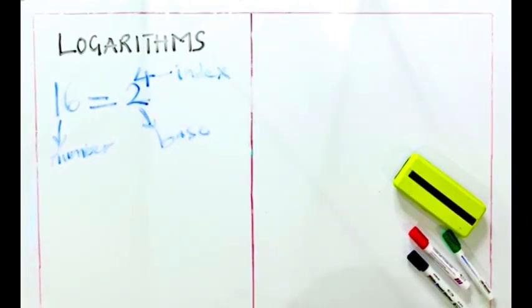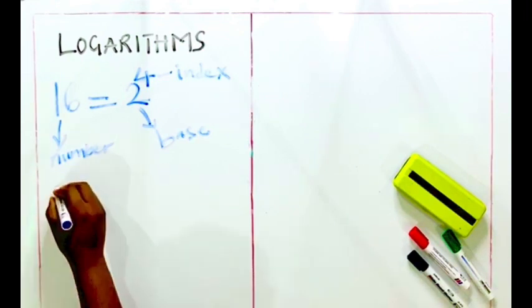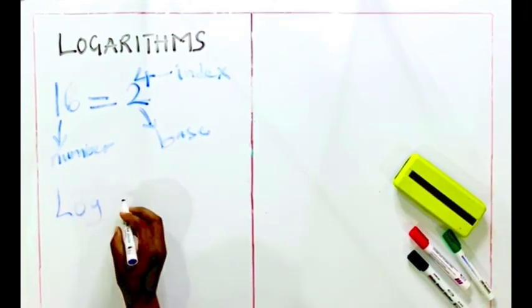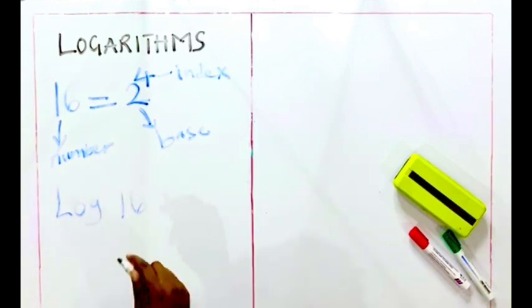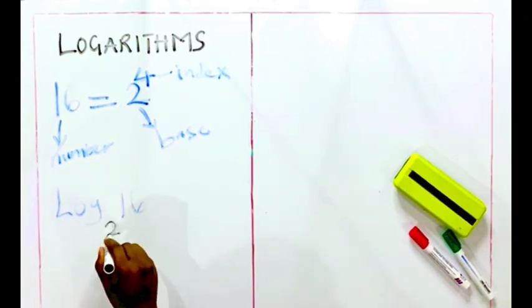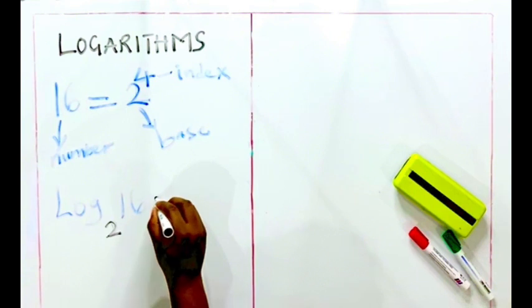To write this in log format, this will be written as log 16 to base 2 equals 4.